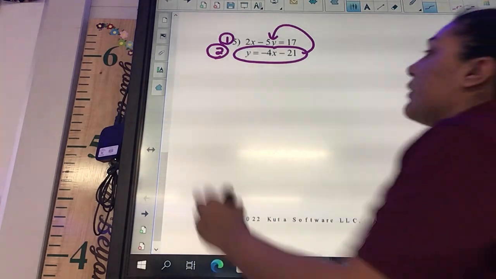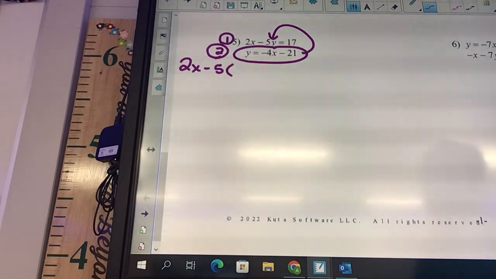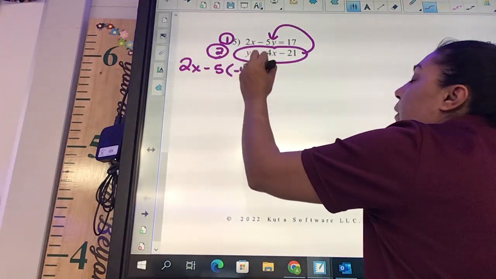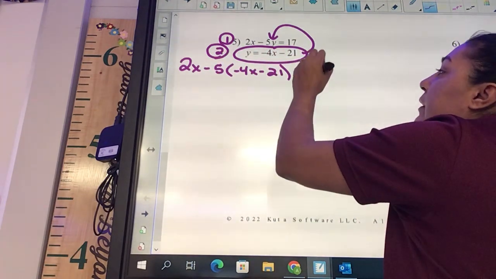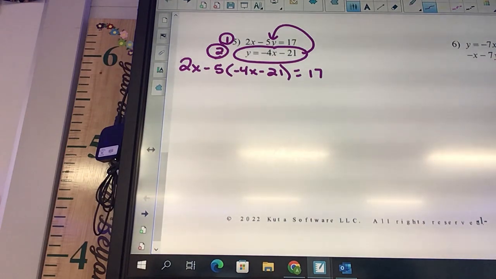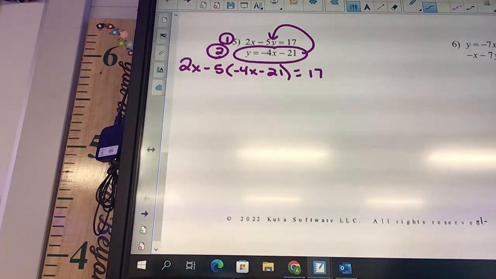And we plug it into the one above for the y. So it's going to look like 2x minus 5, and instead of y, what am I writing? Negative 4x minus 21. Good. Negative 4x minus 21 equals 17. You should be at least able to get to here today. I would like you to get further, obviously. That's no math. We're literally just rewriting. There's no algebra there.